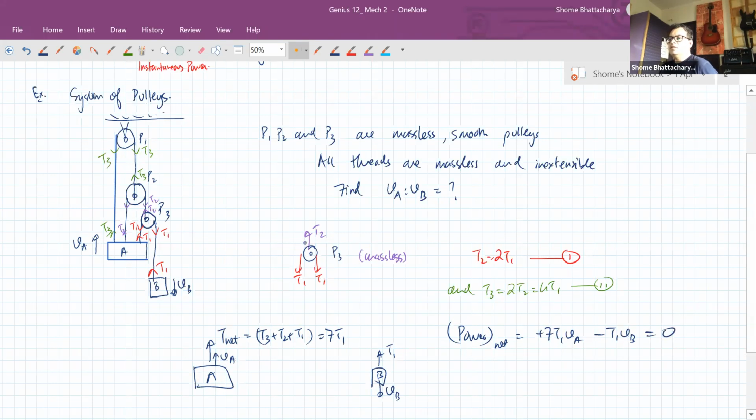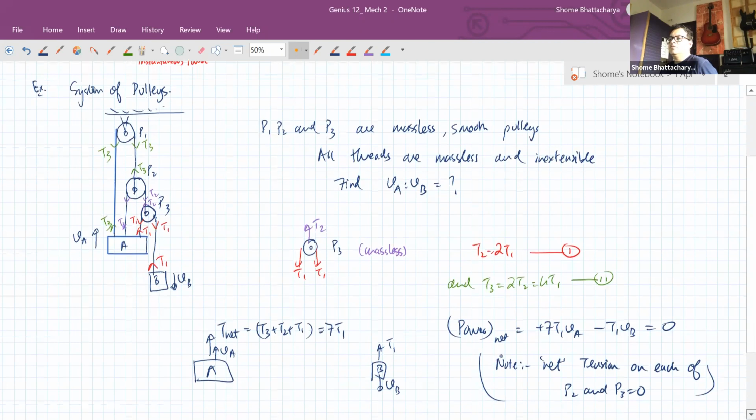Now, why have the powers developed by tension on these pulleys not come into place? Because the net tension on each of the pulleys is 0. The net tension on each of P2 and P3 is equal to 0. So even though they are moving, the power developed by tension is 0.